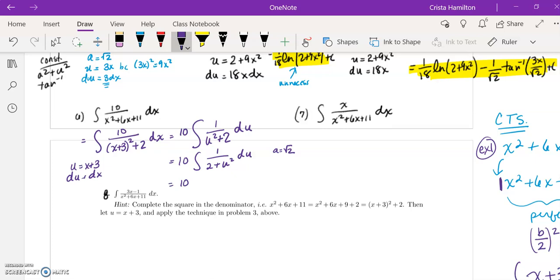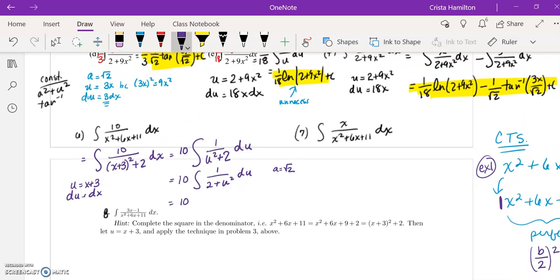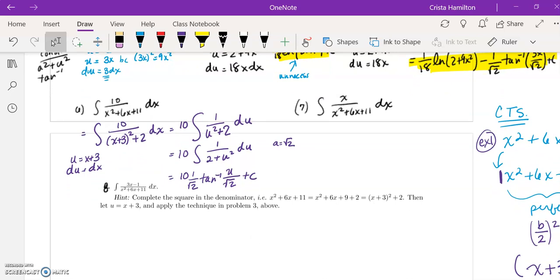And then for our inverse tangent, it's going to be 1 over a, so 1 over square root of 2 inverse tangent of u over a, square root of 2, plus c. And then to finish the problem out, we just have to put the quote-unquote u back in. I'm going to erase because I don't really have enough room, but you guys can certainly write another line. X plus 3 is what's going to go inside of that.